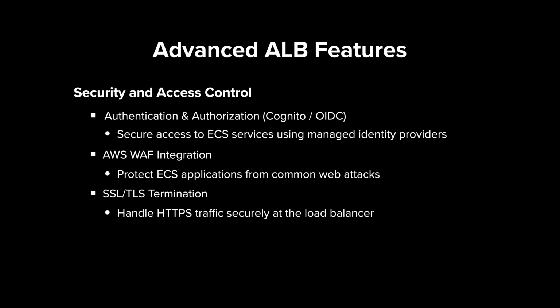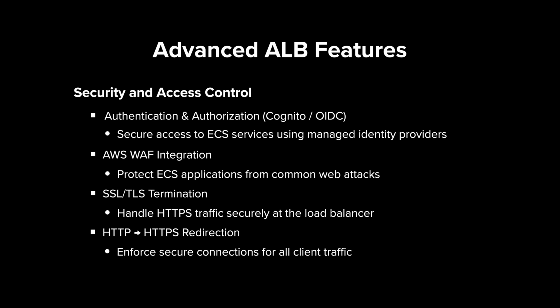SSL and TLS termination allows the load balancer to handle HTTPS traffic securely. HTTP to HTTPS redirection ensures that all client traffic is redirected to HTTPS. We've already covered SSL termination and HTTP to HTTPS redirection in detail in the previous video, so we won't dive into them again here. Let's look at observability and debugging features when using an application load balancer with Amazon ECS.